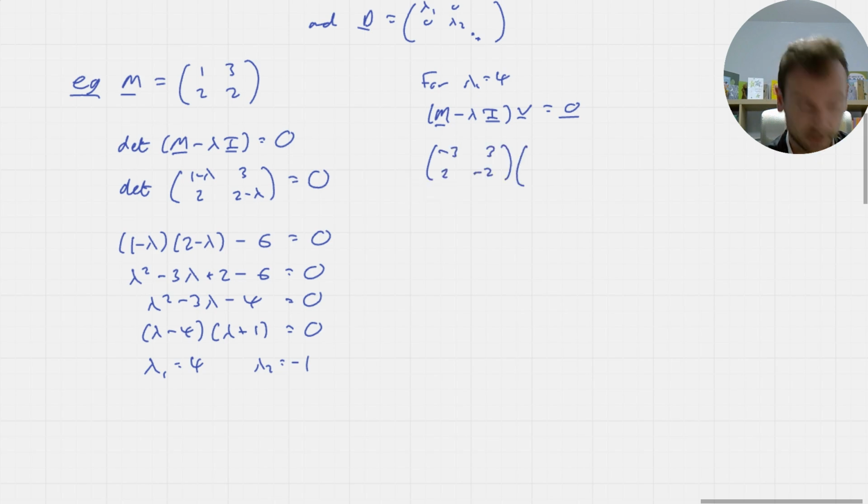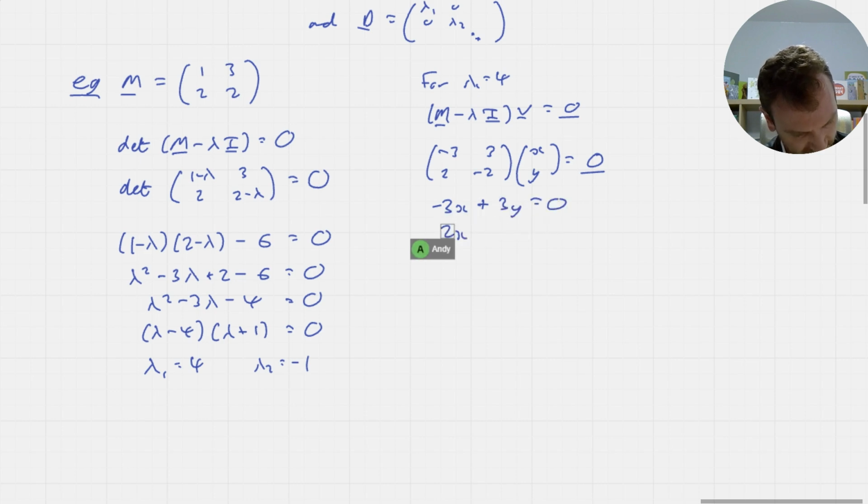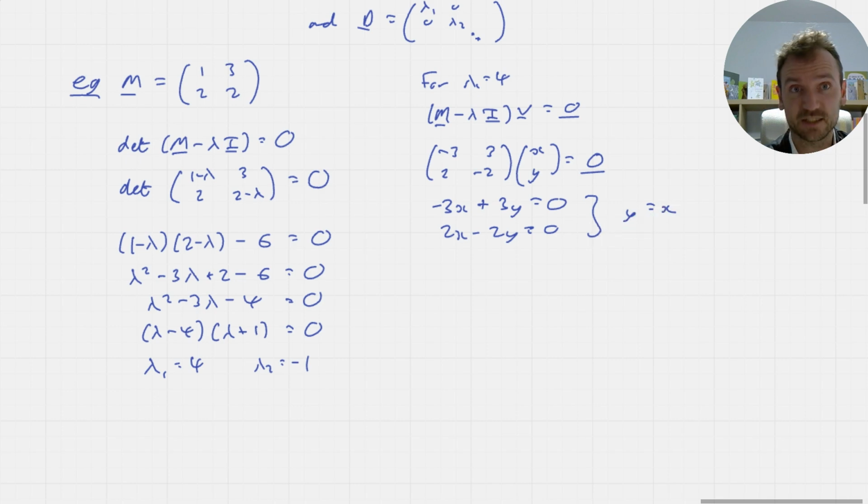V, because it's a two-dimensional vector, we're just going to say it's (x, y), is equal to 0. And now if we expand, we'll get two equations, but we'll see they're really the same equation. Negative 3x plus 3y is equal to 0. 2x minus 2y is equal to 0. Both of these equations are really just y equals x. So any vector that's in the direction of that line, that satisfies that relationship, will work. So the simplest one we can choose is just the vector 1, 1.